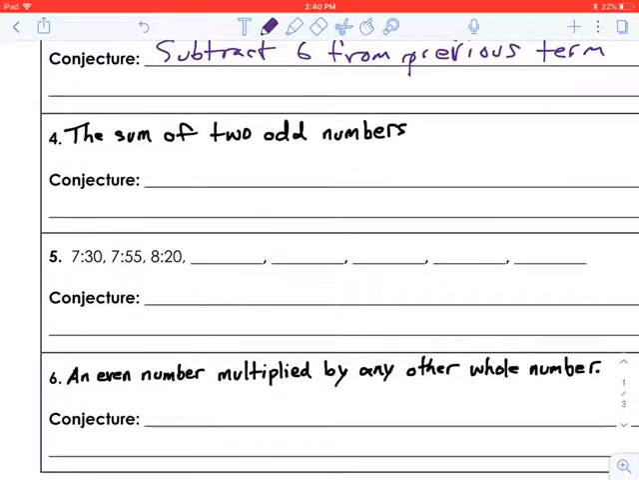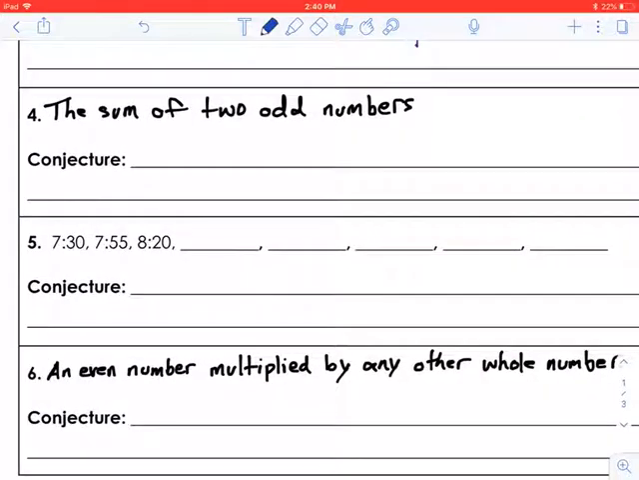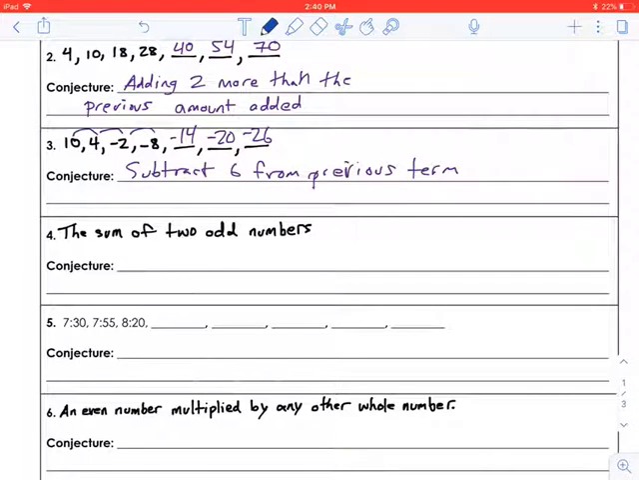Okay, so some of them are not necessarily just numbers. Like this one says, the sum of two odd numbers. If you want, you can think about some examples. Two odd numbers might be 1 plus 3, which is 4. How about 5 plus 7? That's going to be 12. How about 7 plus 11? That's going to be 18.